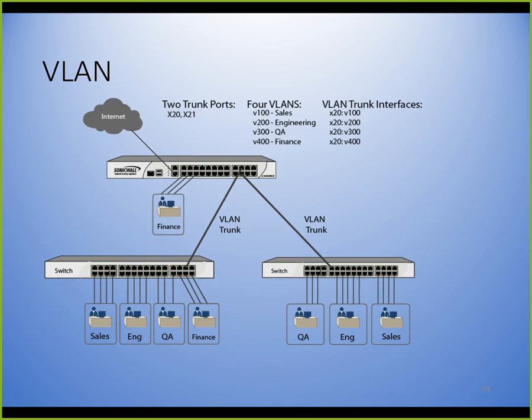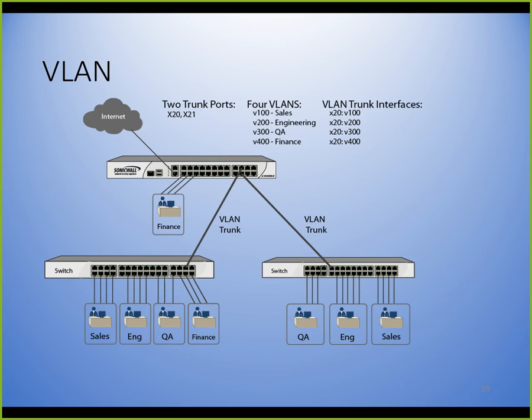So we create broadcast domains, layer 3 domains, with VLANs. And how do we communicate from one of those to the other? We're going to use a router in order to get from one to the other. So we have trunk ports which allow all the VLANs. We have VLANs which allow us to separate, and this shows down here sales, engineering, QA, finance.